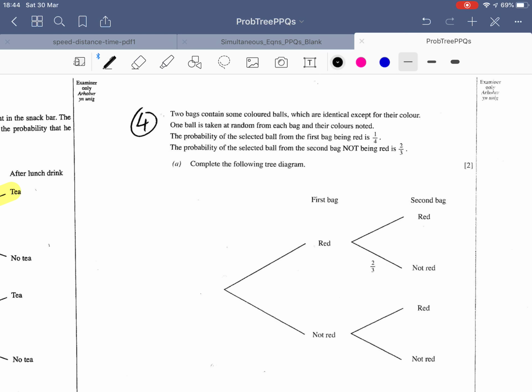So just like before, we now need to add these together. Don't forget you don't add the bottom. So you've got 2/12 add 3/12, that makes 5/12.